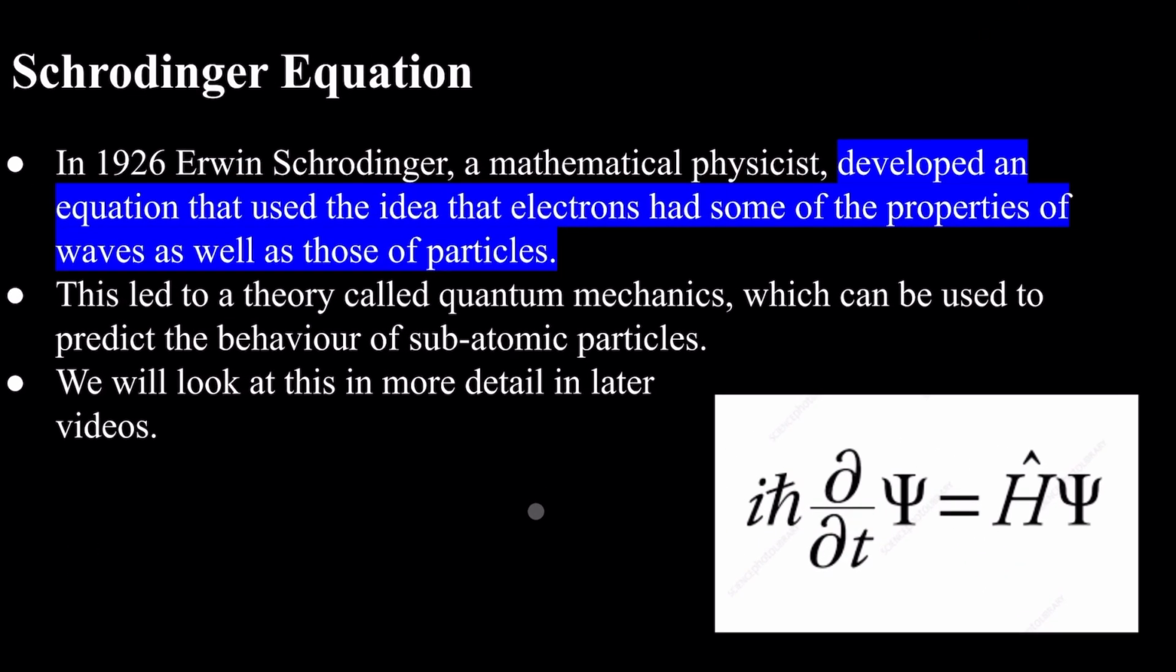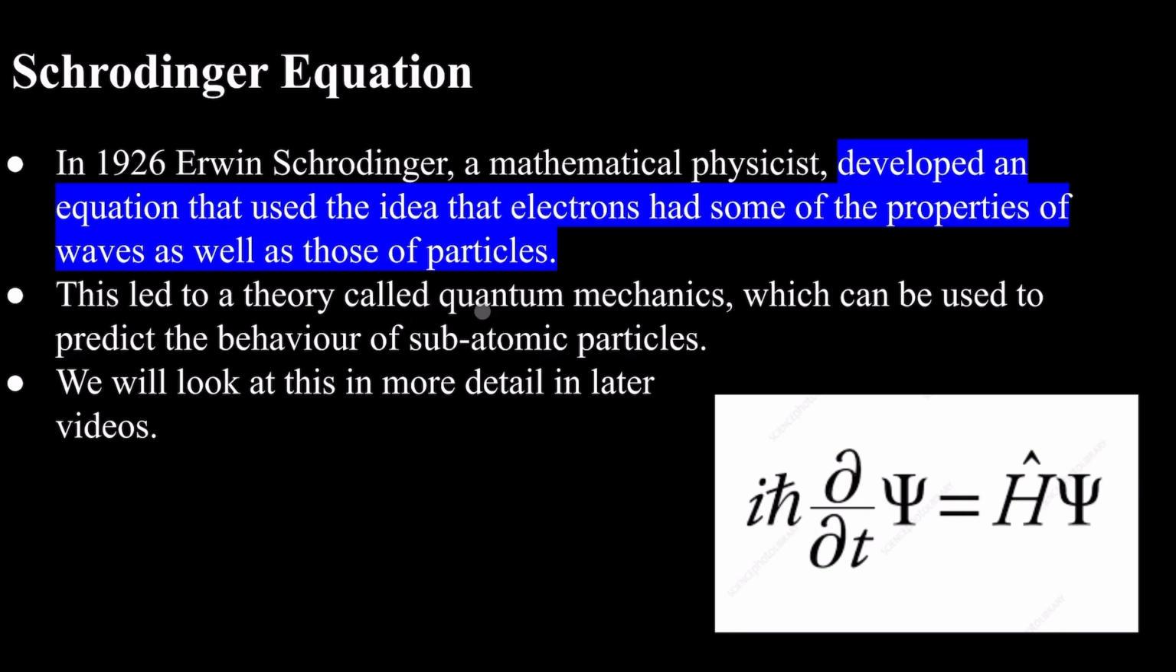Okay, so now it's important to clarify something before moving on, and that's the wave properties of electrons. So in 1926, this scientist called Erwin Schrödinger developed an equation that used the idea that electrons had some of the properties of waves as well as those of particles. And this is a very key point we'll look at, because in some models of the atom, we consider electrons as particles, but we can also consider them as waves, and that helps explain things like electronegativity and electron density.